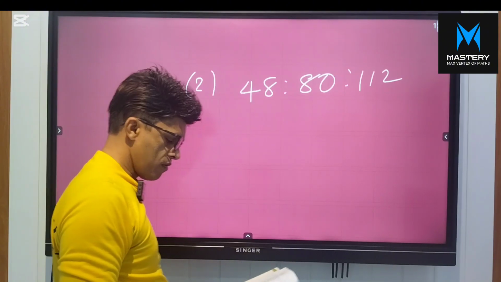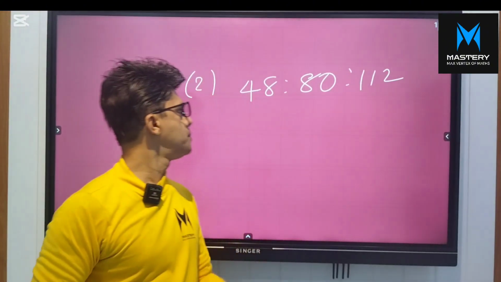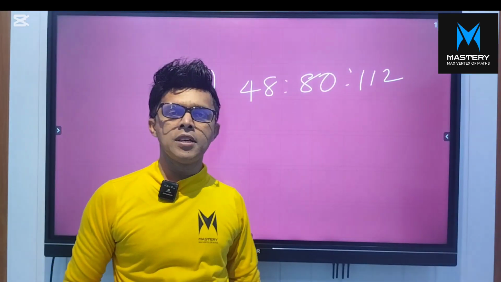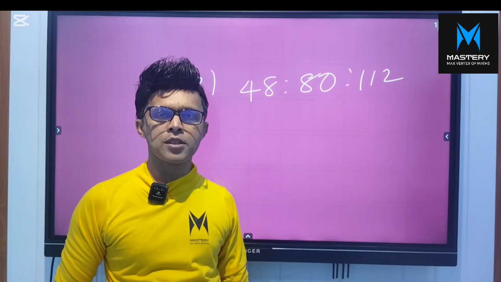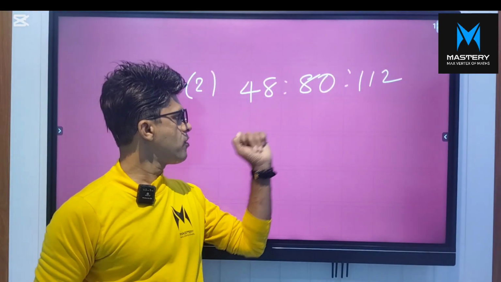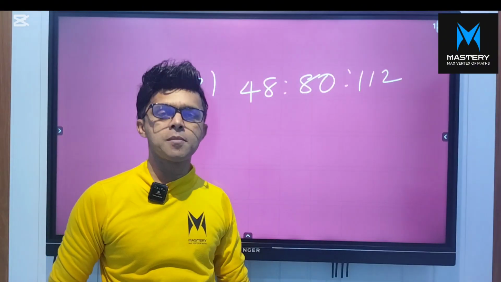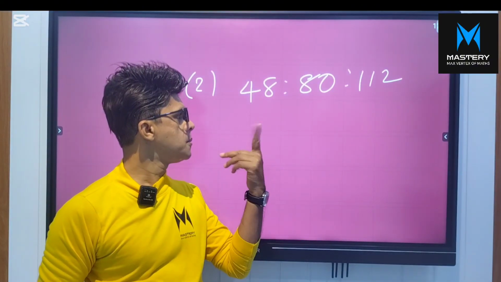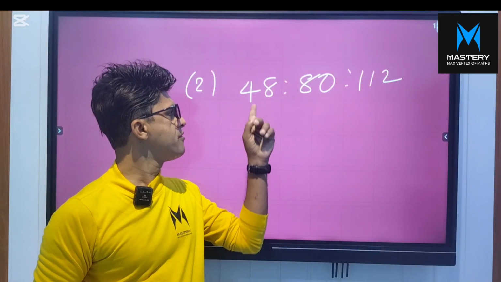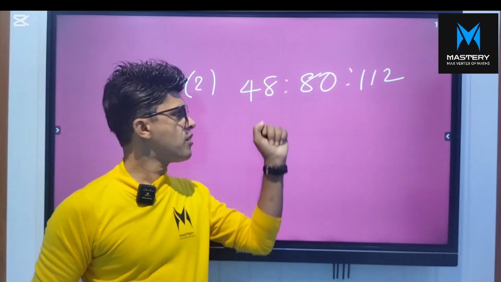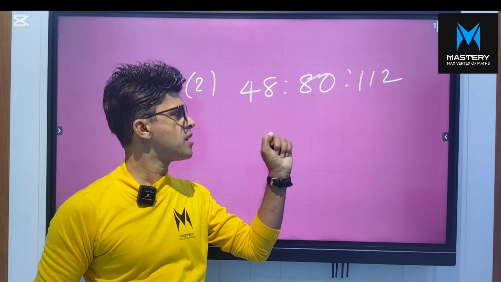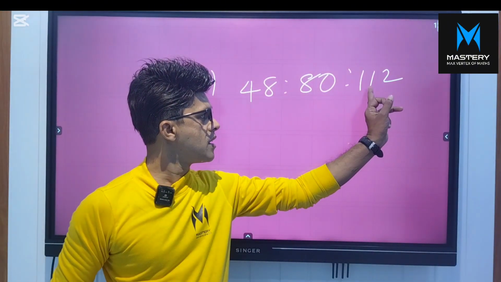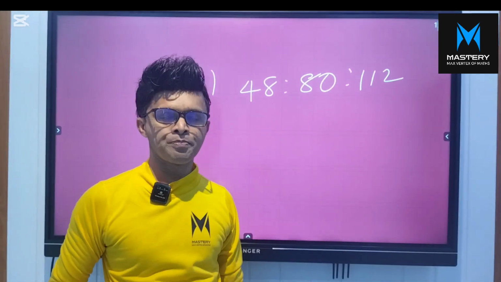Okay, the second question is we need to write these given values 48, 80 and 112 in the simplest form. Really, 48 is a multiple of 2, 80 is a multiple of 2, 112 is a multiple of 2. So we could divide using 2, but are we able to divide using 4 here? Yes. 48 is a multiple of 4, 80 is a multiple of 4, 112 is a multiple of 4.